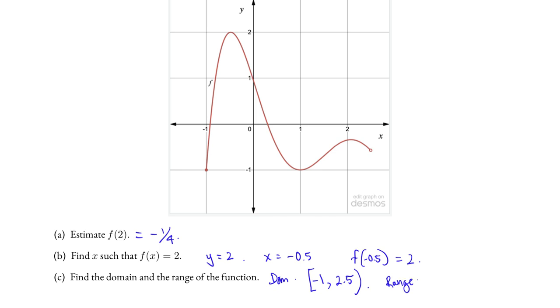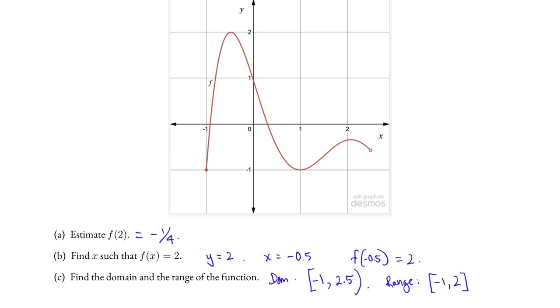With the range of the function, we will scan it from the bottom to the top. When we scan from the bottom to the top, the first y value that we hit on the graph is y equals negative 1. And then the last y value that we see on the graph is y equals 2. In this case, we include both endpoints.